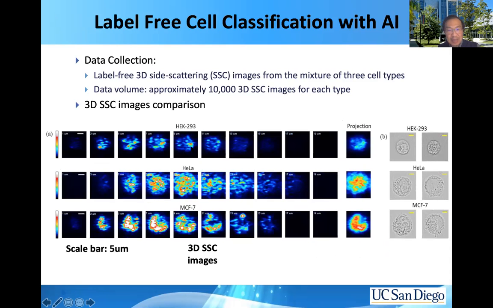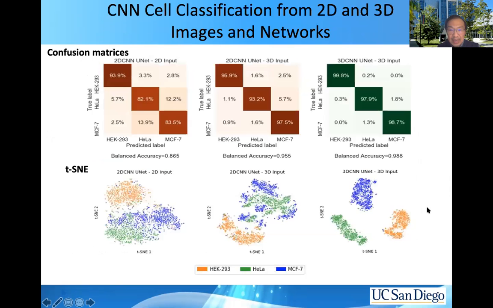And here's another example to see how we can classify cells. In this case, we mixed HEK, HeLa, and MCF7 cells together. Typical microscope pictures can tell you HEK from HeLa cells, but it would probably be difficult to tell HeLa cells from MCF7 cells. With the aid of a convolutional neural network, we can classify the cells. Again, this is with a 2D CNN, UNet, with 2D imaging input.